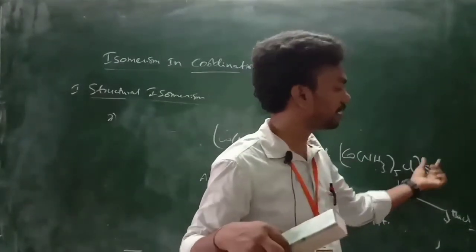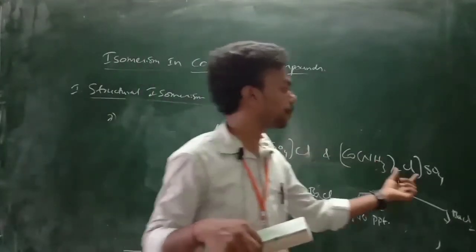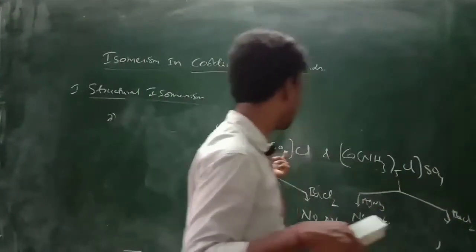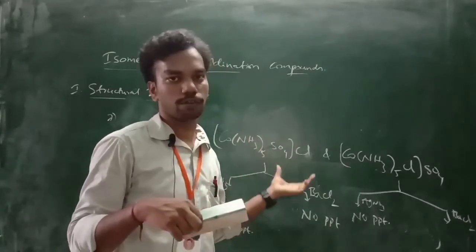Here barium chloride is reacting with the sulfate. Here the sulfate is present in the coordination sphere, and the coordination sphere will not dissociate. So here you are not getting any SO4 2- ions.